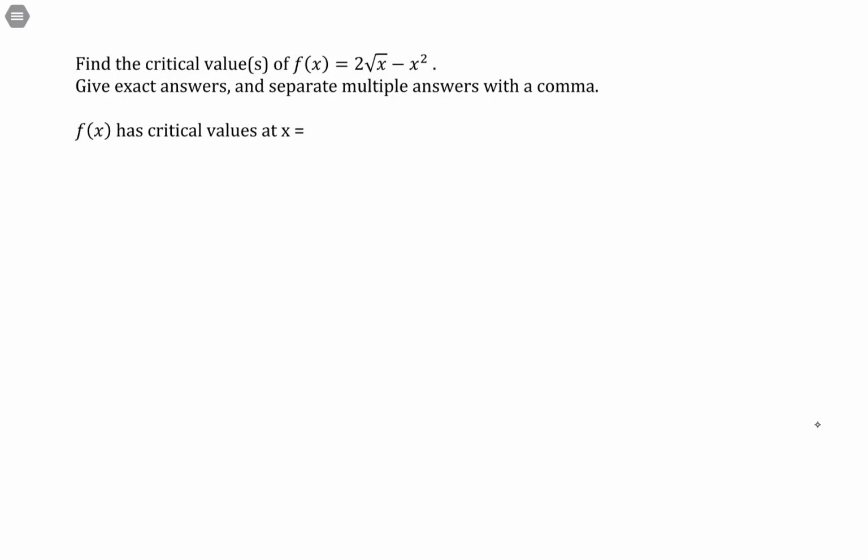Find the critical values of f of x equals 2 square root of x minus x squared. Give exact answers and separate multiple answers with a comma.